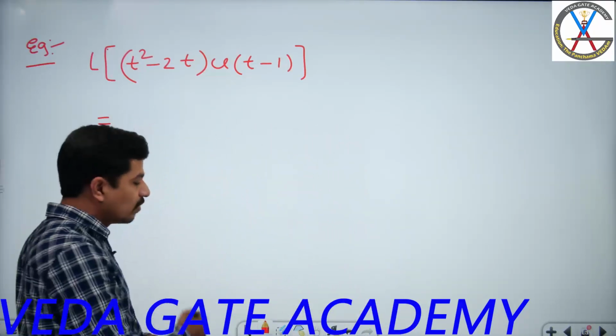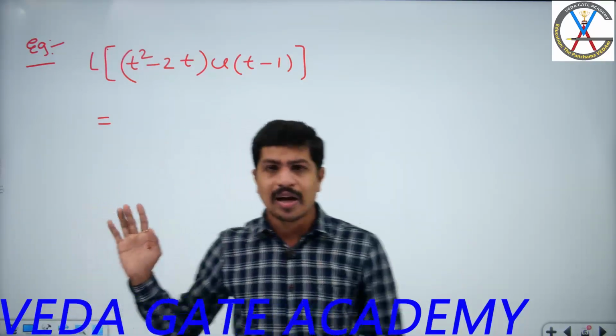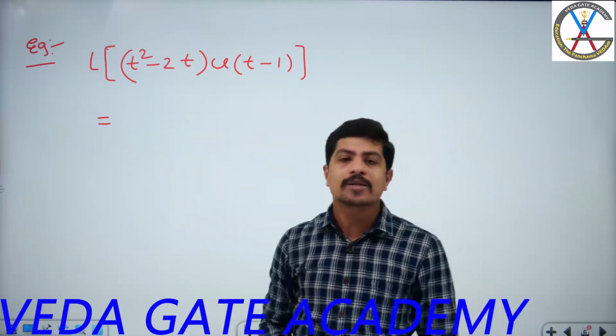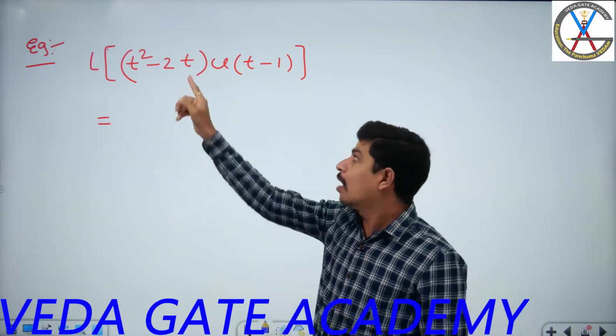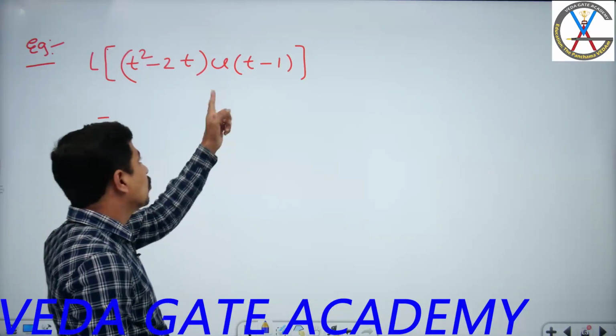Here, the point I want to tell you is, if you want the answer, first of all, arrange this in perfect shifting format. What is perfect shifting format? All the terms must have the same amount of shifting. Here we have u of t minus 1.